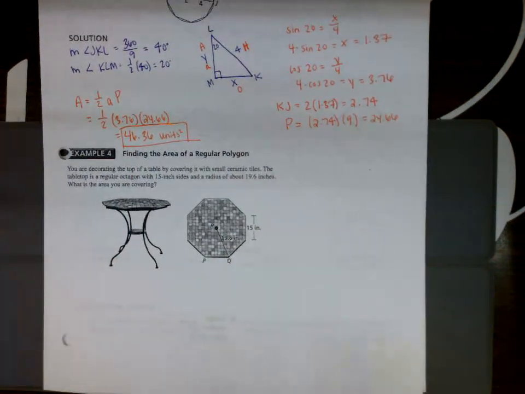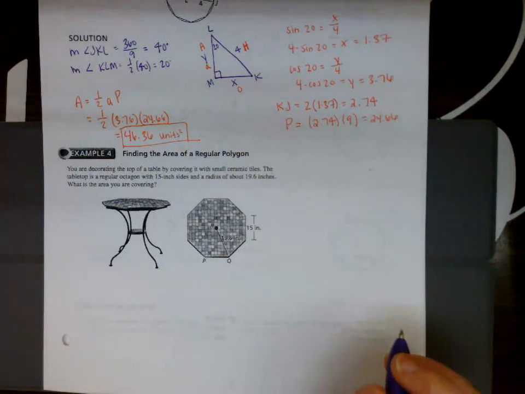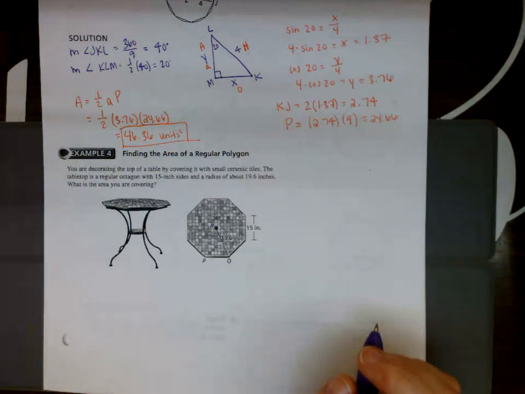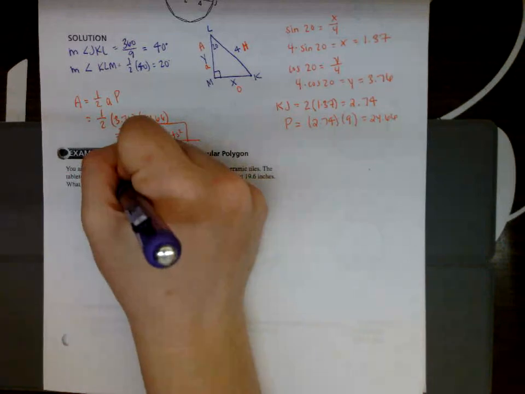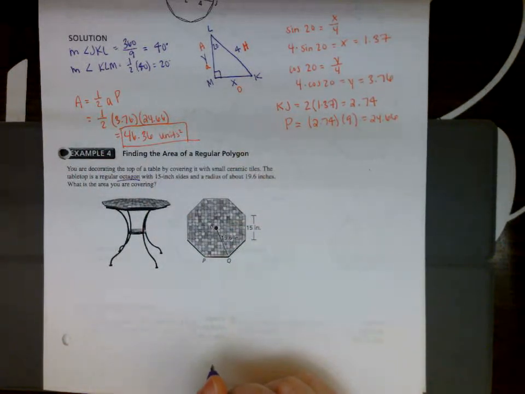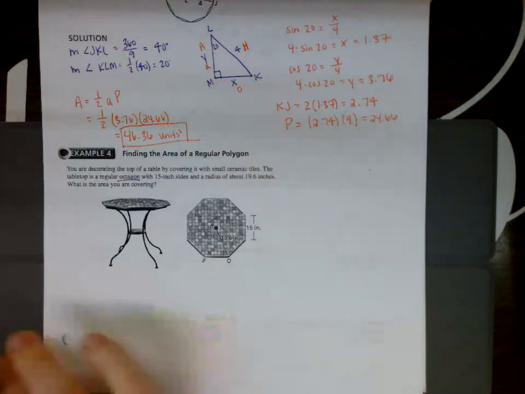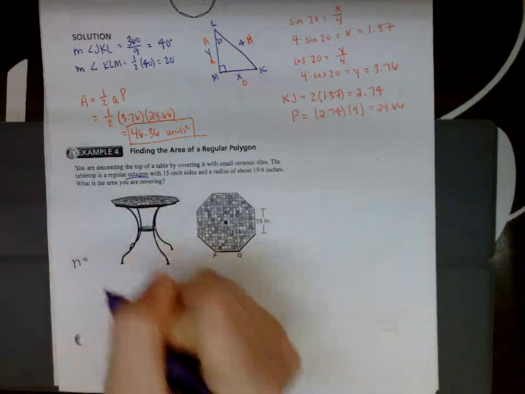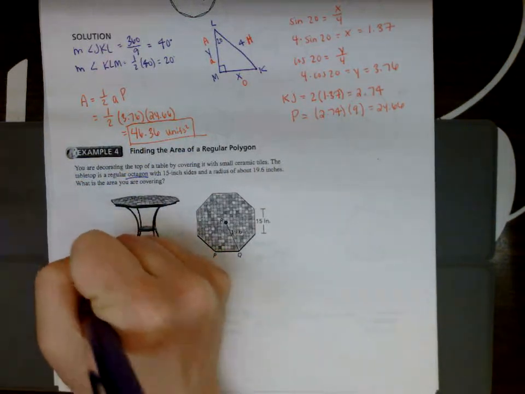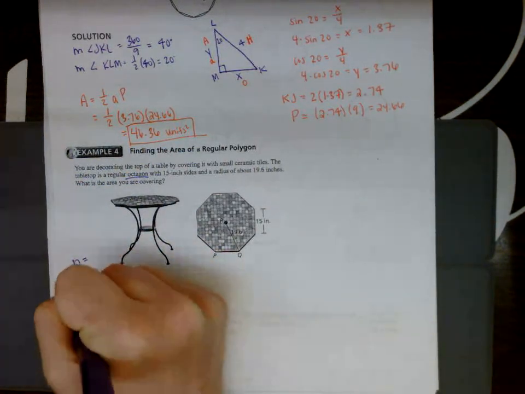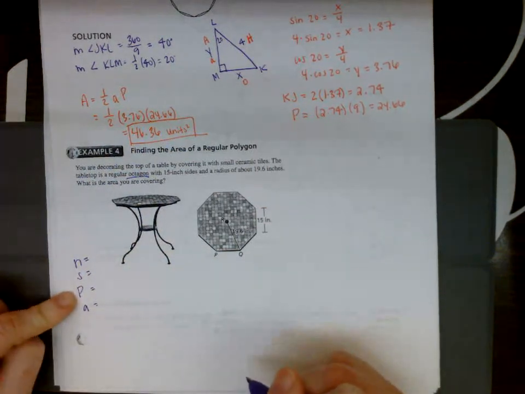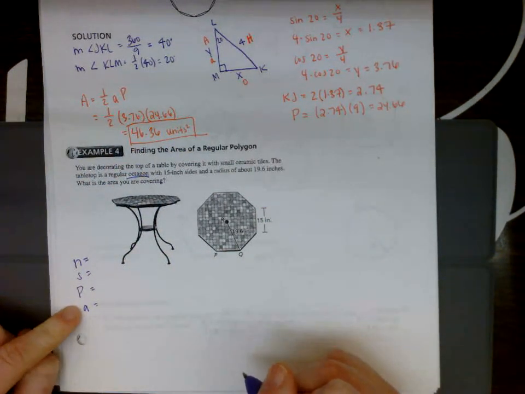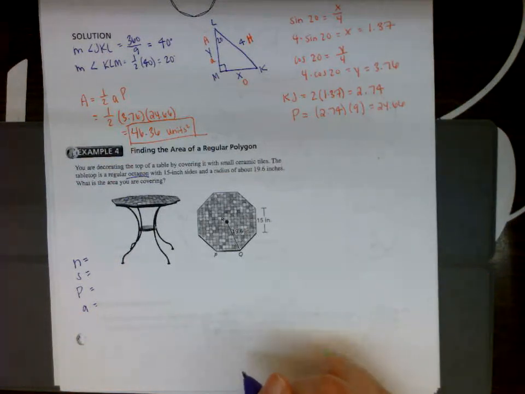Now here's another example where they give us some different information. Okay, so it says you are decorating the top of the table by covering it with small ceramic tiles. The tabletop is a regular octagon with 15-inch sides and a radius of about 19.6 inches. What is the area you are covering? Okay, so sometimes I like to make a little list over here to the side of everything that I need to know before I can be done. Okay, so I need to know N and S before I can find capital P, and then I have to know lowercase a before I can plug everything in.